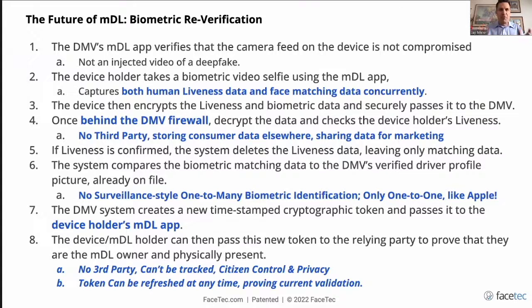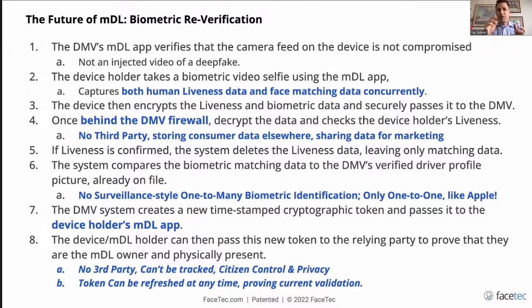You load a DMV MDL app onto your phone, right? The DMV MDL app verifies the camera feed and verifies that the data from the camera has not been corrupted. So there's no deep fake injections, no video injections of any kind. The device holder takes a biometric video selfie using the app that captures both liveness and face matching data concurrently. And we already discussed why that's important. There's another reason why that's important, which I'll discuss in a minute.